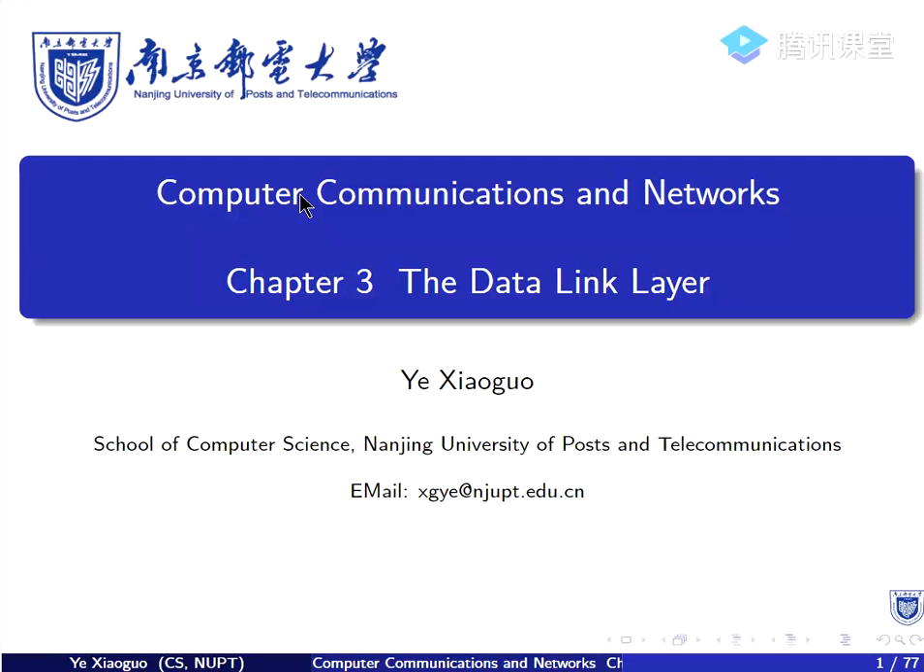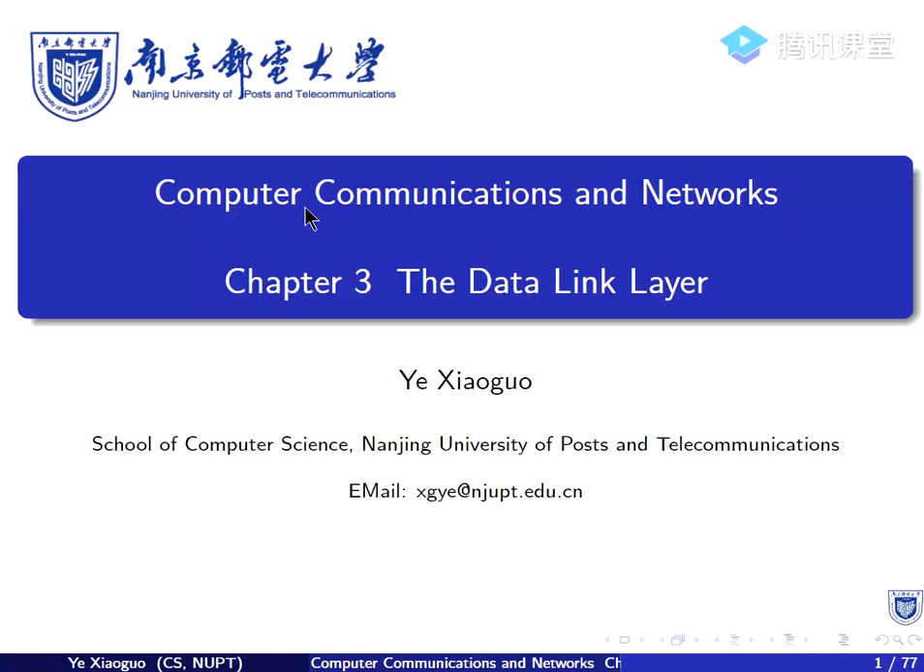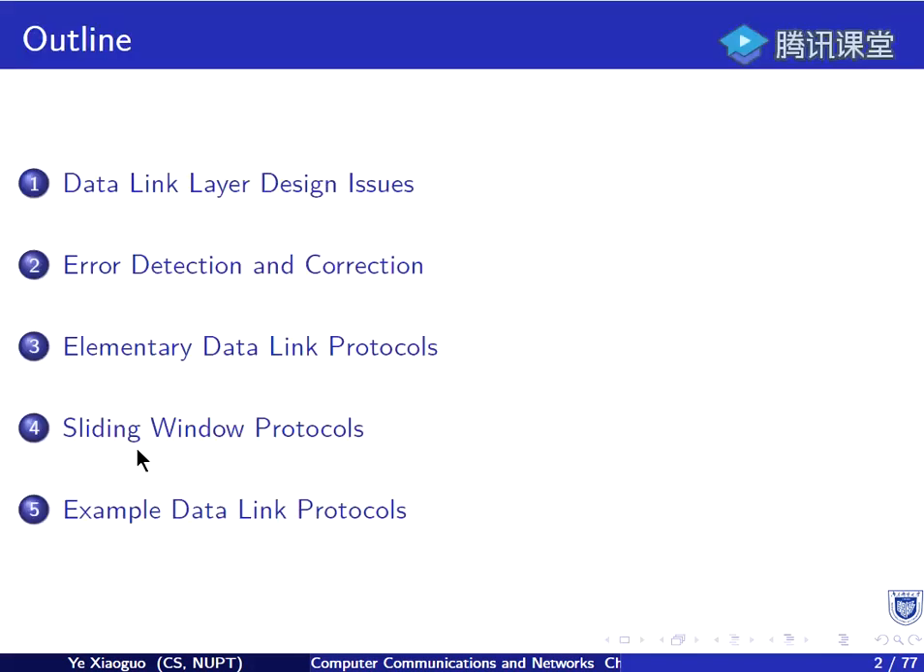Data link layer. The data link layer is the second layer of network architecture. We will study these points: data link layer design issues, error detection and correction in elementary data link protocols, sliding window protocols, and example data link protocols.